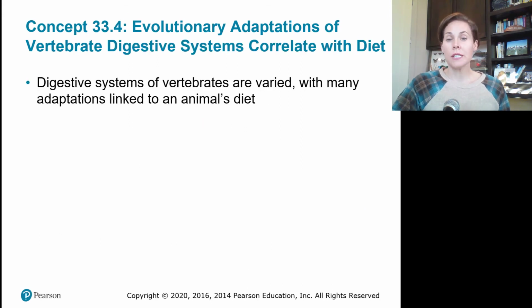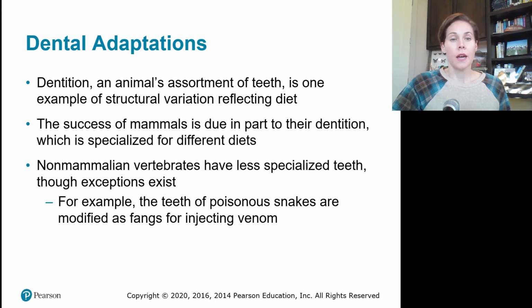So digestive systems of vertebrates are incredibly varied, with many adaptations linked to the animal's diet. So one of those adaptations is your teeth. If you think about the way your teeth look versus the way a dog's teeth look versus even a cat's teeth, they look very, very different depending on what kind of diet they have. The success of mammals is due in part to their dental adaptations, which are very specialized for those diets. And non-mammalian vertebrates have less specialized teeth.